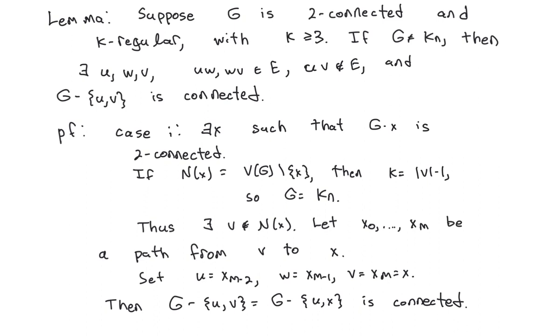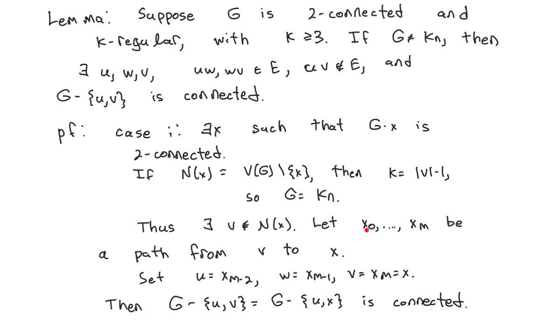So we're going to do this proof in cases. First, suppose there's a vertex in the graph such that deleting it results in a 2-connected graph. Well, if the neighborhood of this vertex x was all the rest of the vertices, then k is the number of vertices minus 1, and the only graph that is (number of vertices minus 1)-regular is the complete graph. So that's a contradiction. In particular, there has to be a vertex outside the neighborhood of x.